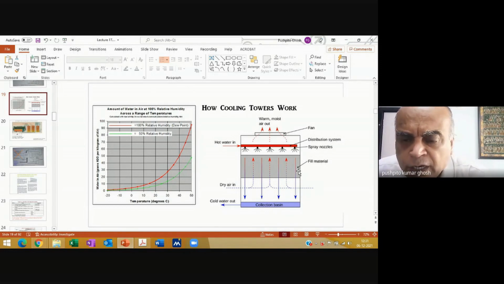So it's hot water. A part of the water is volatilizing, and for that it needs to carry the latent heat of vaporization, and that is bringing down the temperature of the rest of the water. And because the latent heat is much larger compared to the sensible heat, with a tiny amount of water lost in my air, a lot of water can be cooled. So that is the operating principle behind a cooling tower. Is that clear to everyone?